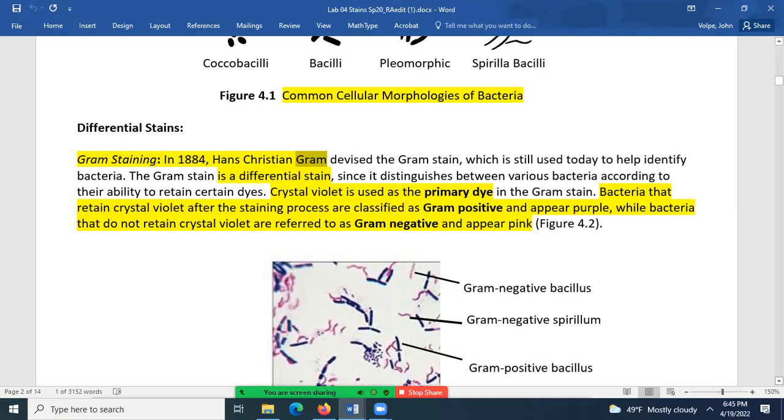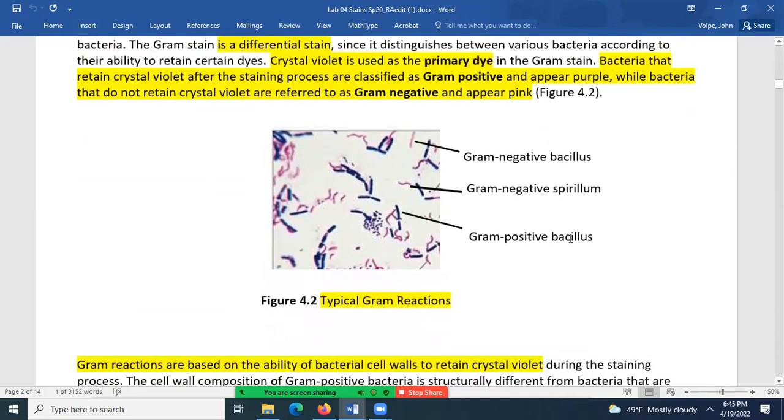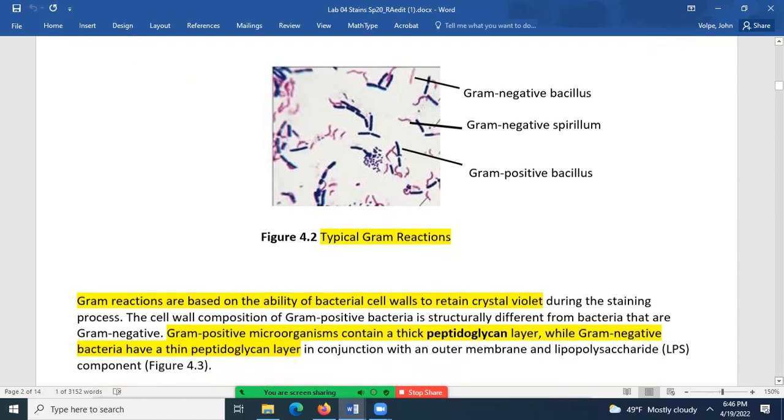So if we were to do the Gram stain on a mixed culture of cells, you might get something looking like that, where some cells would be gram-positive, and these are gram-positive bacillus. There's a gram-positive rod right there. Another gram-positive rod or coccobacilli. And there's a gram-negative rod right there. There's gram-negative cocci right here. And there's a gram-negative spirilla right here and right there. So that's a typical Gram stain.